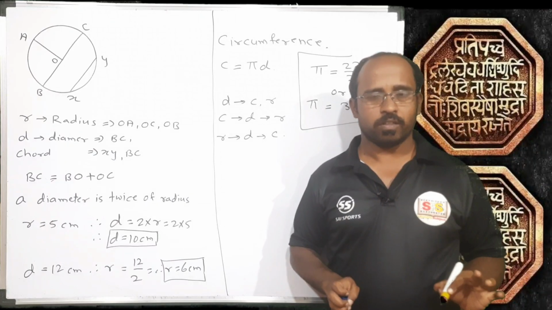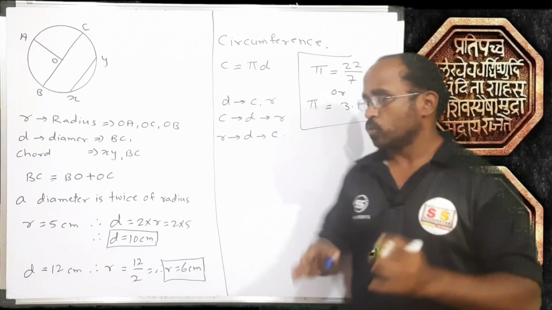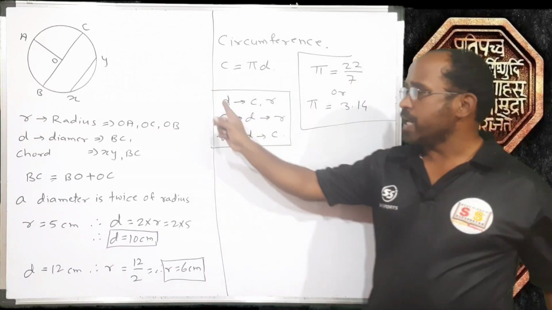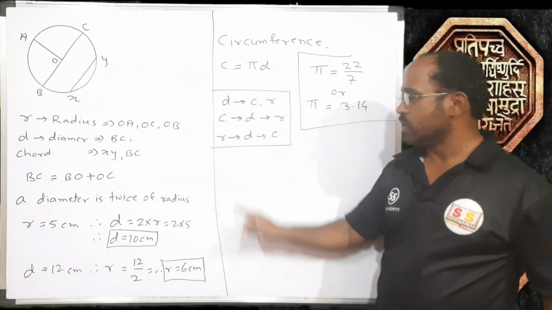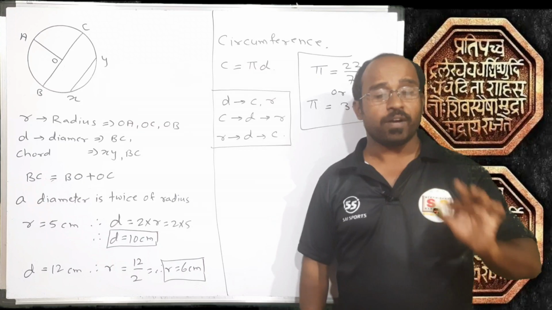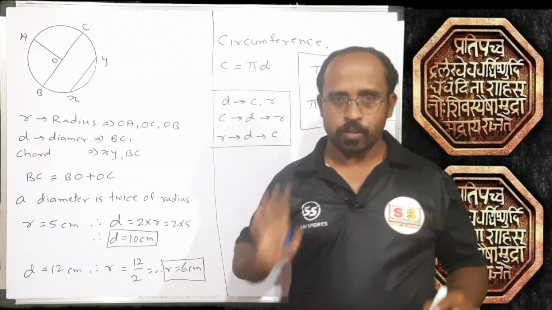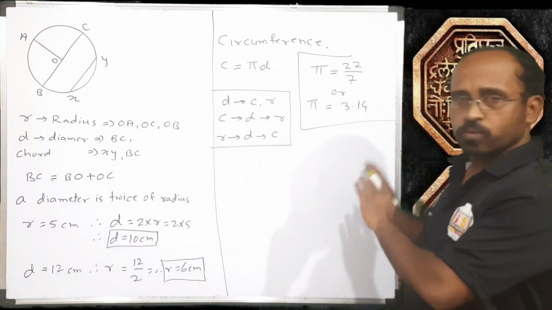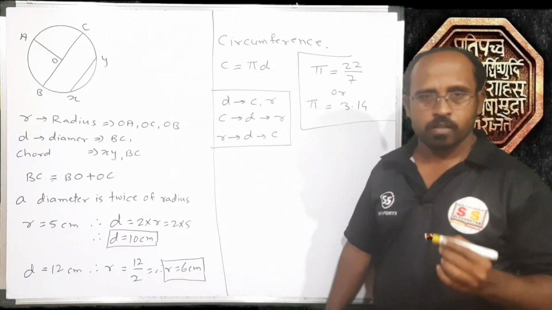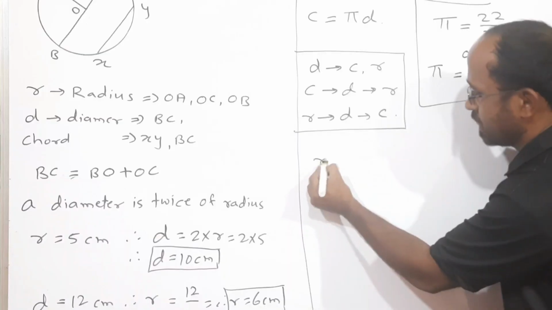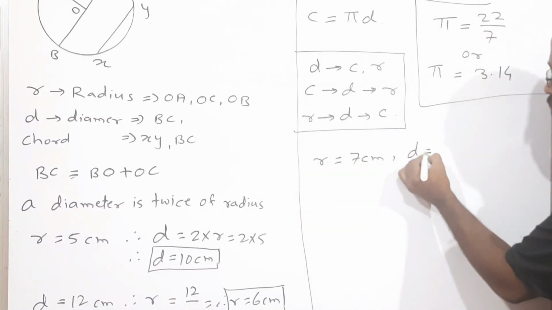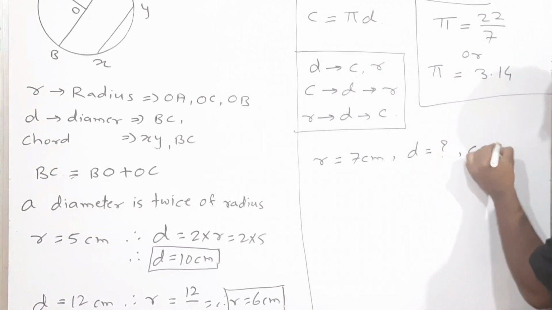It is the most important thing which I want to convince you through this lecture. What I want to tell you is that if any one value among these three, diameter, circumference or radius, is given, we can find out the remaining two values, and that we have to see in this video with various examples. Clear? Suppose, students, radius is equal to 7 centimeter is given, and we have to find out diameter is equal to how much and circumference is equal to how much.